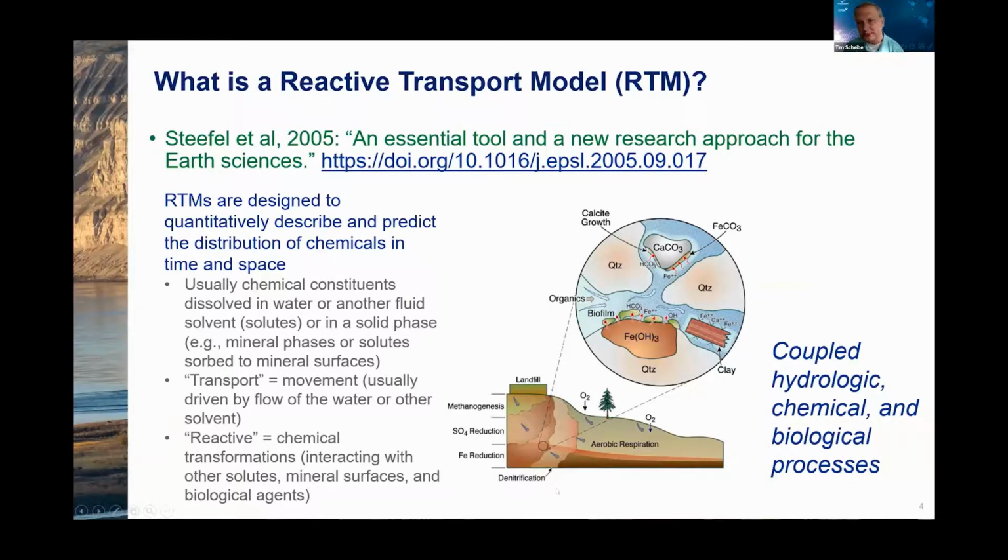Basically, this diagram is from that paper, and what they point out is that a reactive transport model couples mathematical representations of hydrologic, chemical, and biological processes.